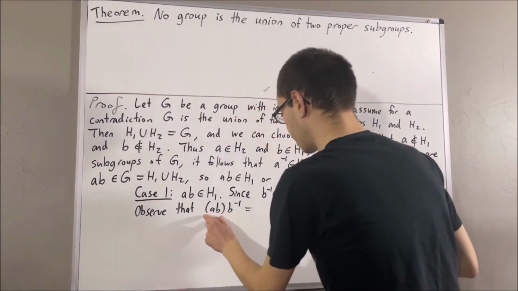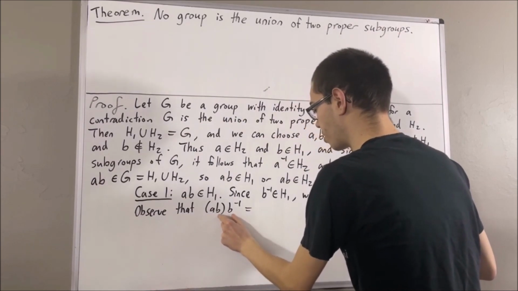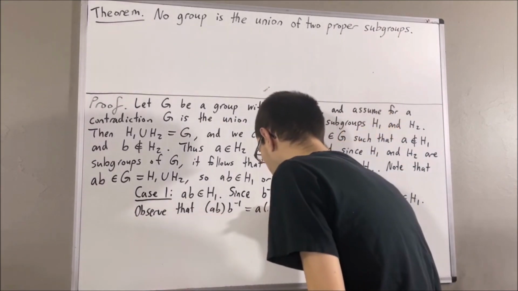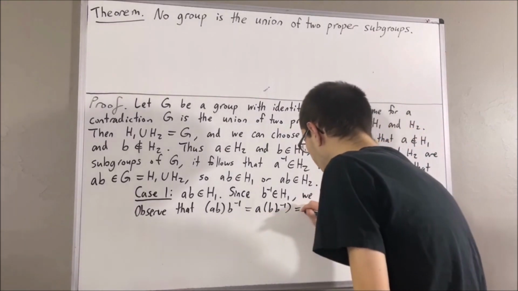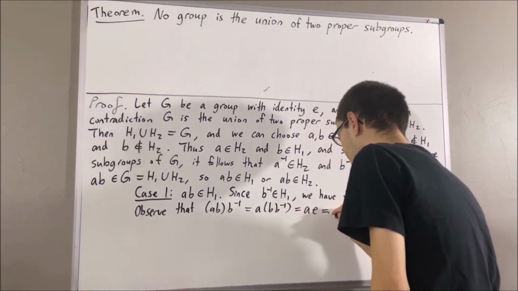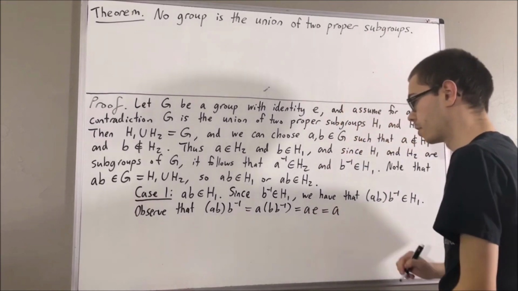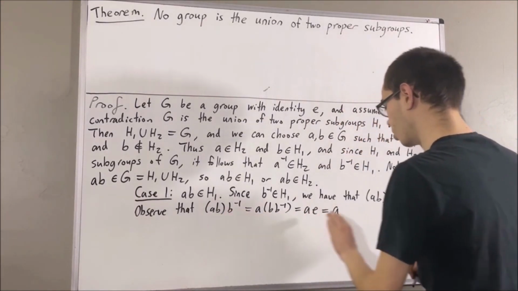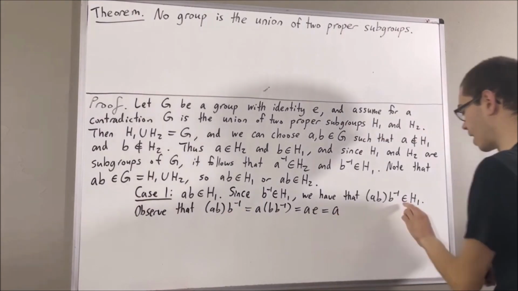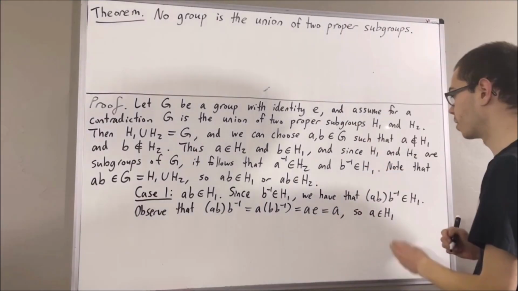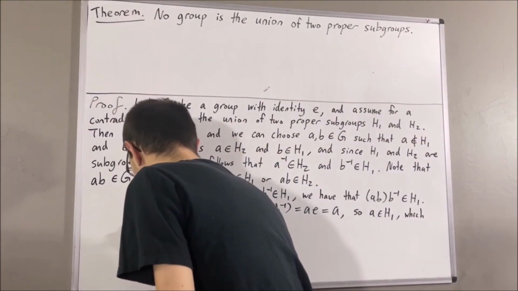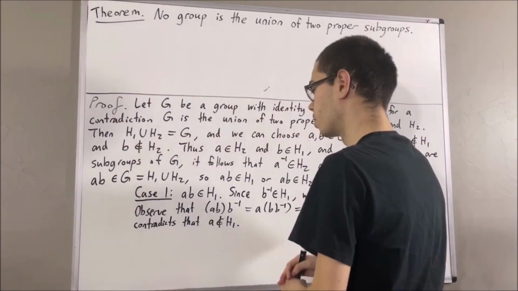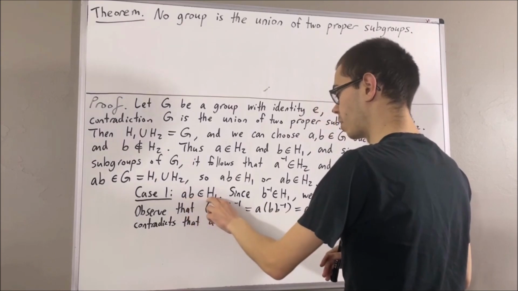Because, applying the associative law, we can move the parentheses around B times B inverse. And then B times B inverse is the identity element, and A times the identity is A. So, since this is equal to A, that tells us A is an element of H1. But this contradicts the fact that A is not an element of H1. So this completes the case that AB is an element of H1.